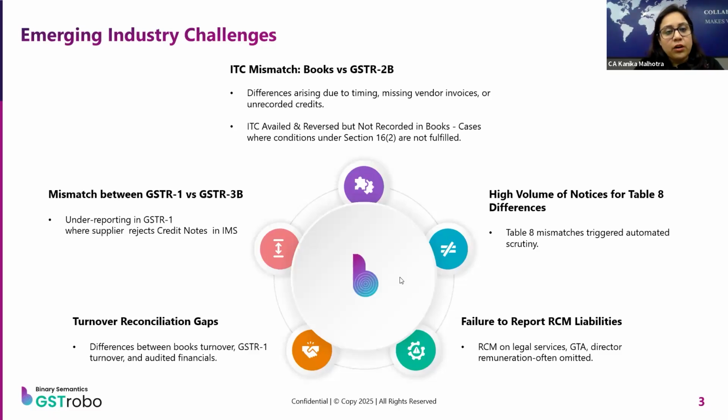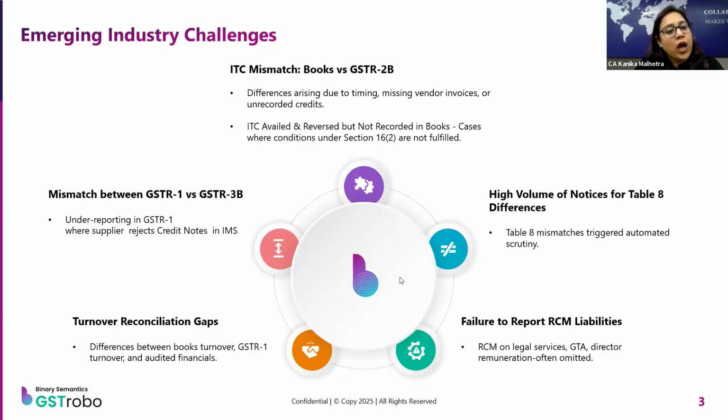So first of all, the basic major issue is the mismatch, that your books show some other ITC and your GSTR 2B reflects some other ITC. So first of all, these differences are due to timing differences, as you all know, that vendors have not uploaded their invoices in their returns, and the same is not being reflected in your IMS and then carried forward to your 2B.